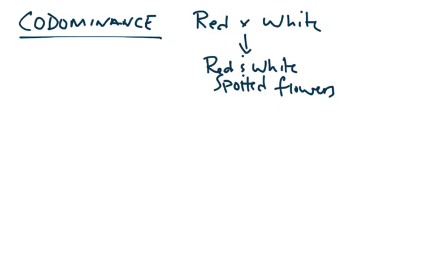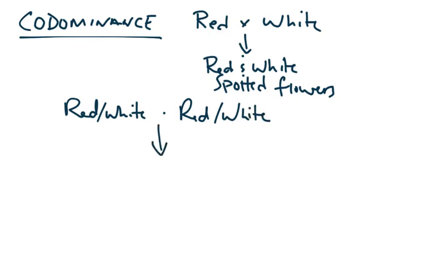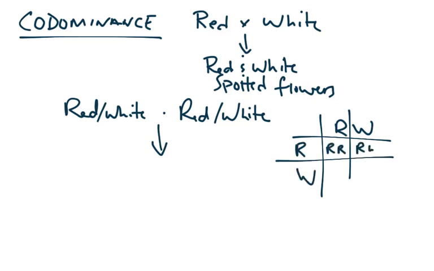What do you think if you crossed a red-white with a red-white? What do you think the offspring would be like? Red-white? How so? Like the same plant? Are there some red plants? Are there some white plants? Are there some red and white plants? If I did the Punnett square, red and white spotted flowers would be one of each of these, right? Yep.